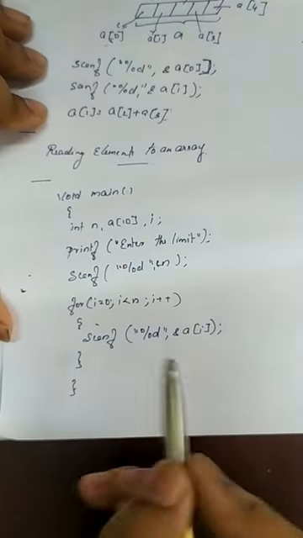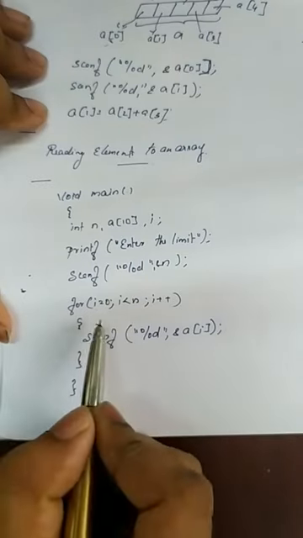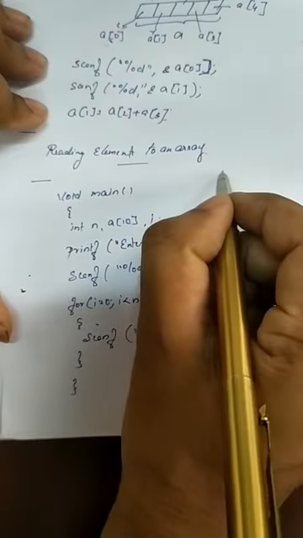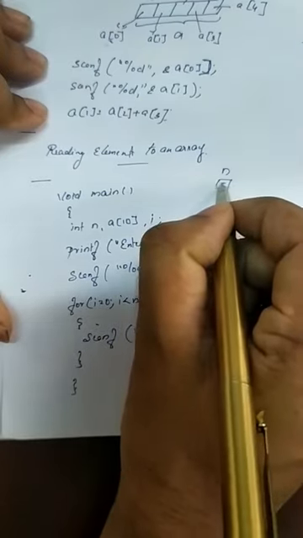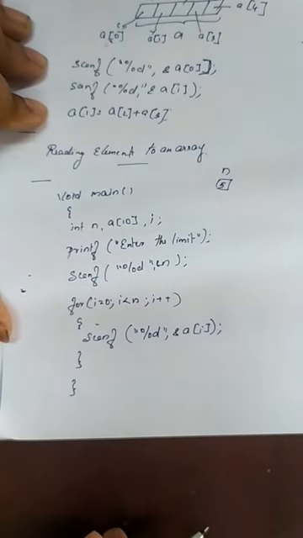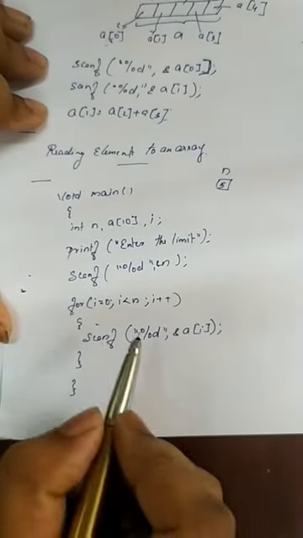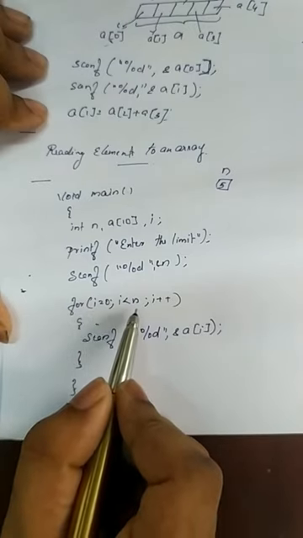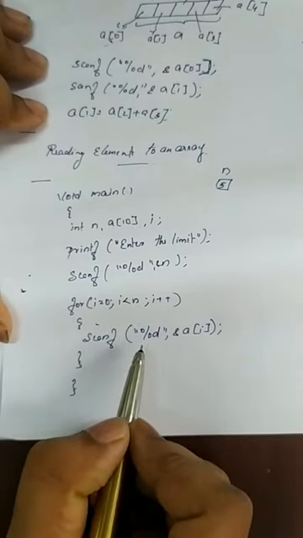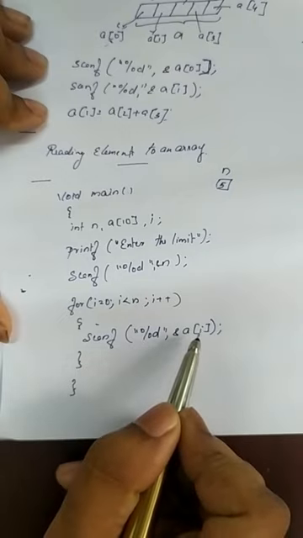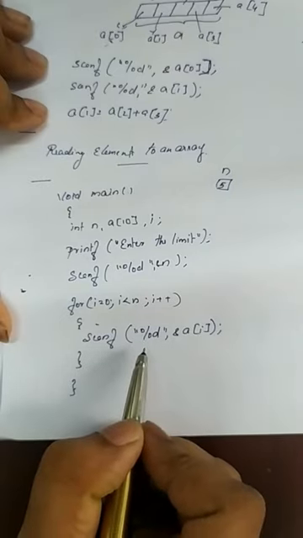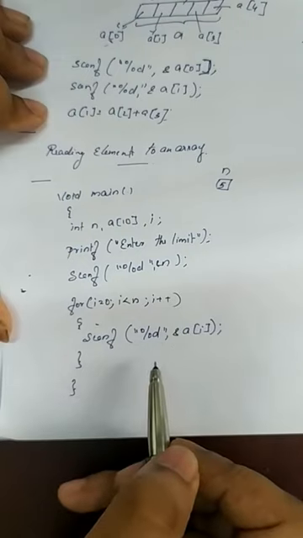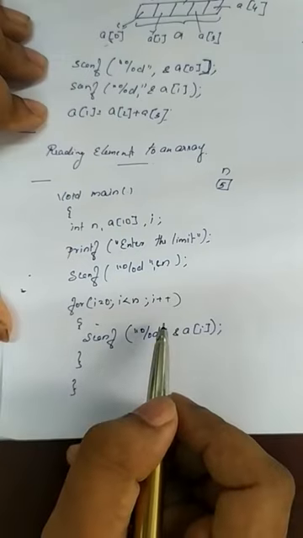And how it works, I will just explain. Initially the value of i is 0, and let the value of n be 5. So for i equal to 0, 0 is less than 5, so whatever value the user gives will be stored in a of 0. The scanf statement will be like %d comma address of a of 0. Then i will be incremented.